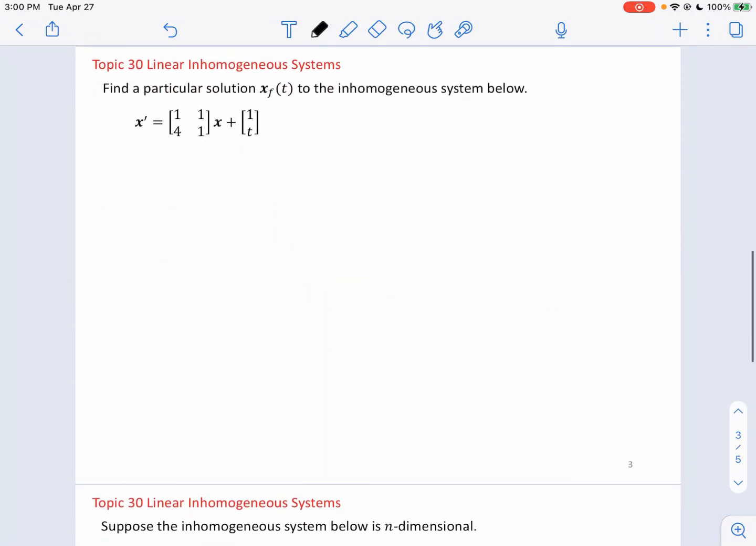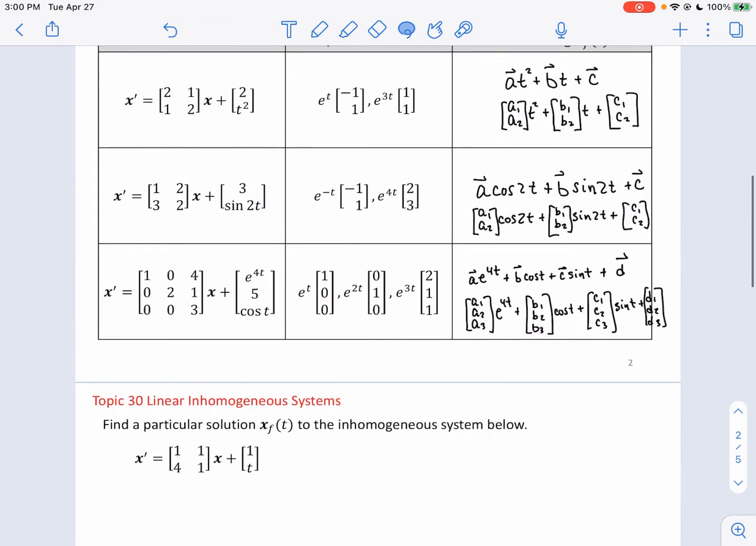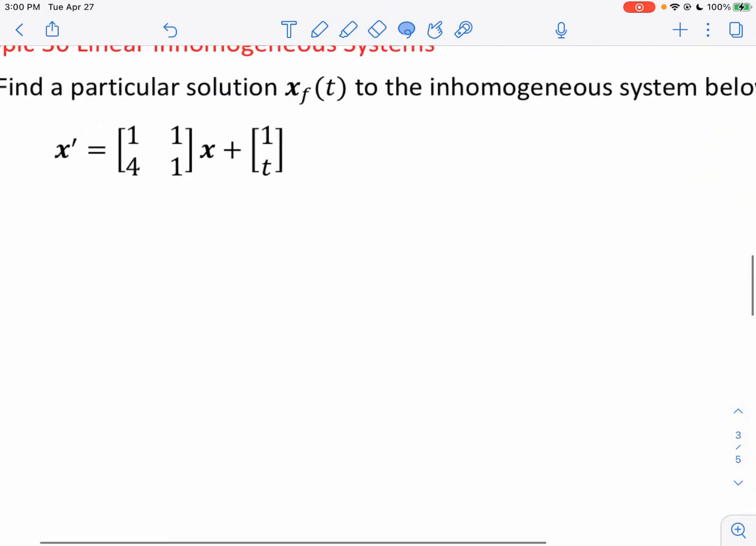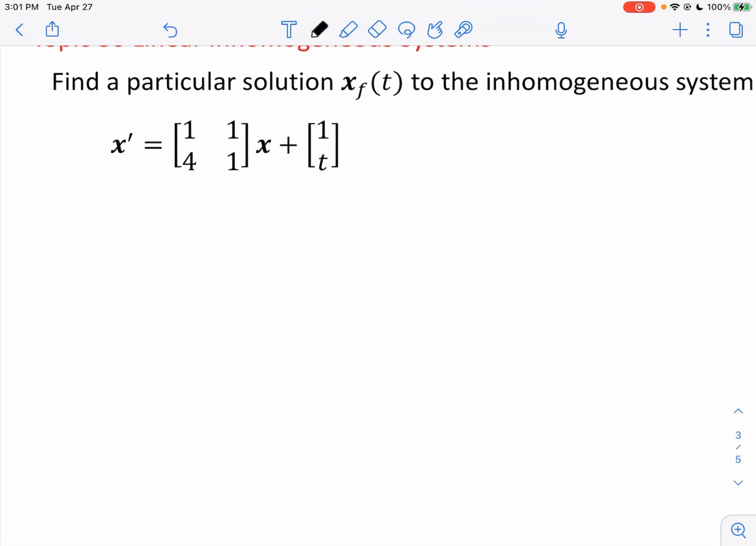Okay, let's do a specific example. We have: find a particular solution to this inhomogeneous system below. Let's take a look at this coefficient matrix and make sure that's not something in our table here. Otherwise, if it was, I could just borrow some of the work that's here, but it's not. So we are going to have to first figure out what the eigenvalues are of this coefficient matrix and just make sure we don't have any conflict with the components of our inhomogeneous vector over here.